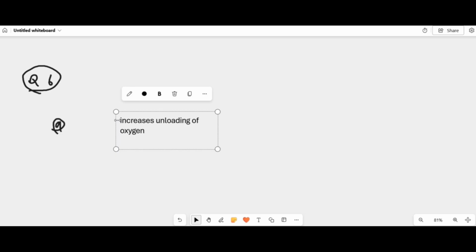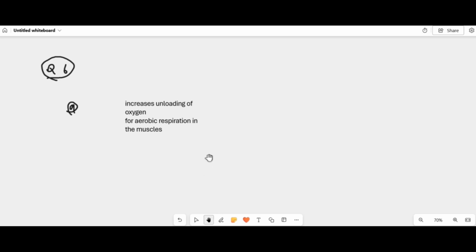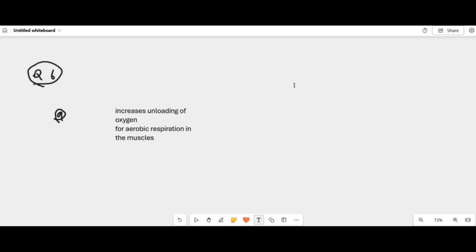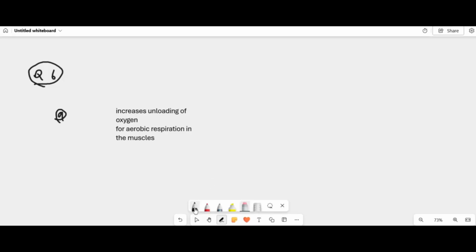For aerobic respiration in the muscles. The reason you need to state aerobic is because anaerobic respiration can still occur without oxygen, so you need to say aerobic specifically. You can say that for times when oxygen is not available, like when you have bare CO2.